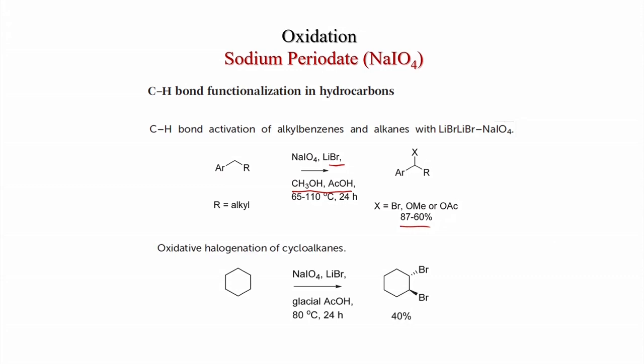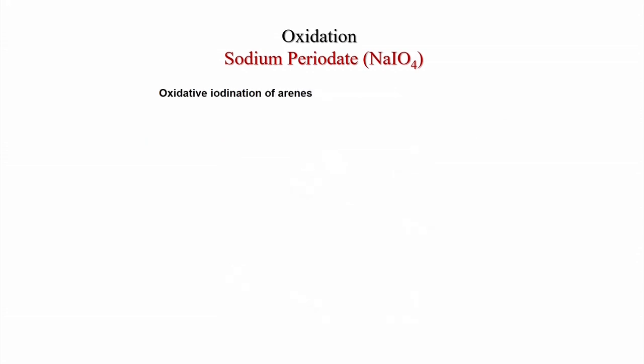And if you use cyclohexene like earlier with sodium periodate, lithium bromide, glacial acetic acid at 80 degree centigrade, you can get the trans dibromide. So trans 1,2-dibromocyclohexane is formed in 40% yield with sodium periodate, lithium bromide, glacial acetic acid condition.